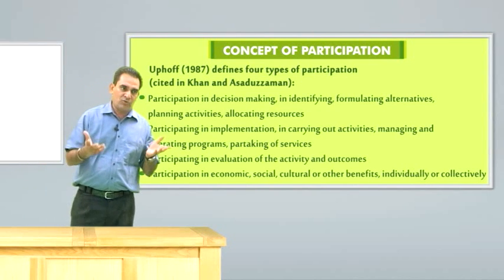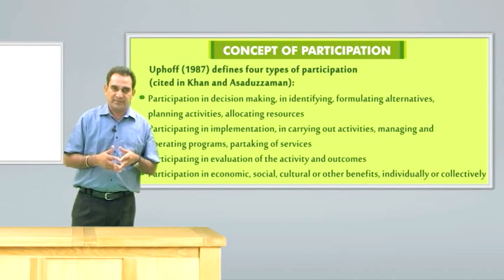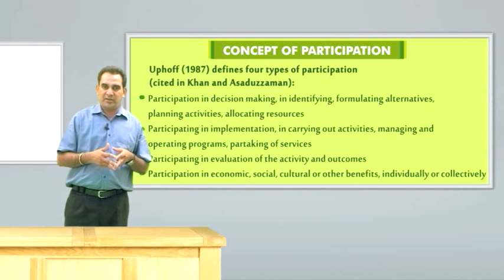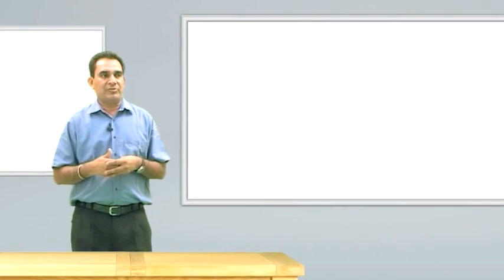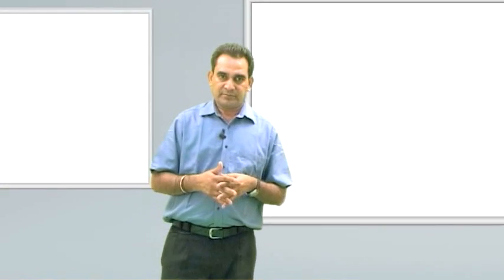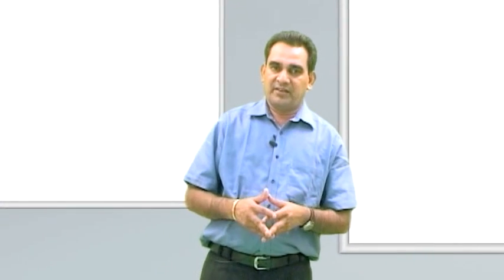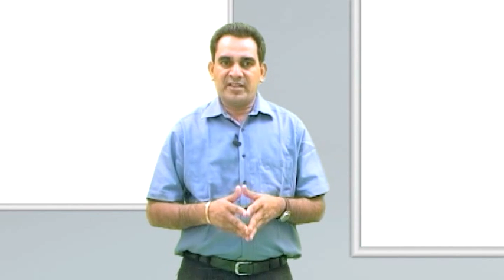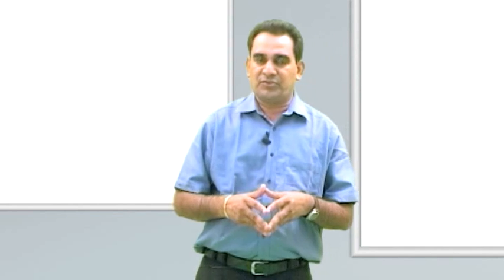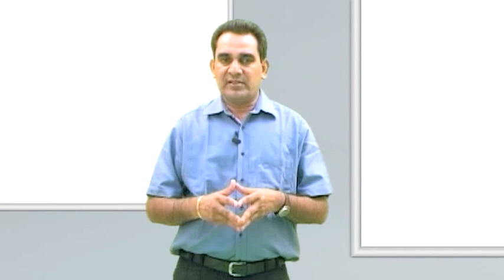What will be the outcome? It should be in the right direction. And the participation in economic, social, cultural or other benefits, individually or collectively. Khan 1998 summarized participation as an organized effort to increase control over resources and regulative institutions, and the people's involvement in decision making, implementation, benefit sharing and in evaluation of the programs.